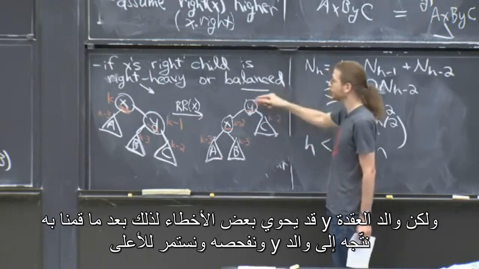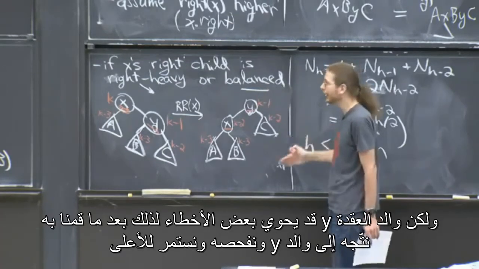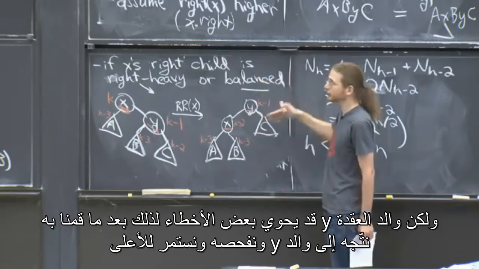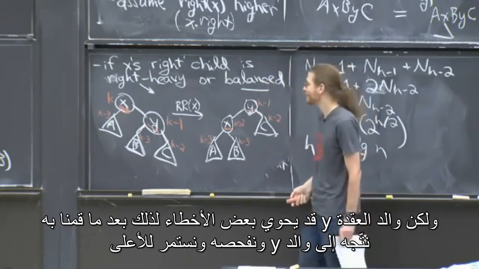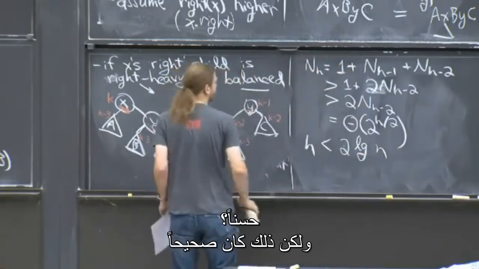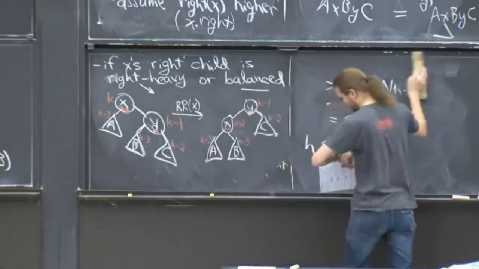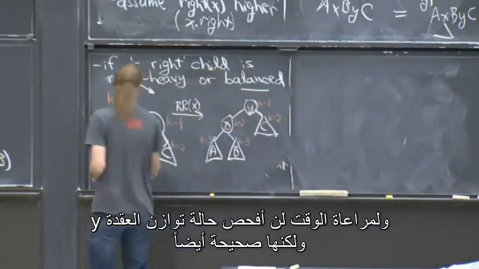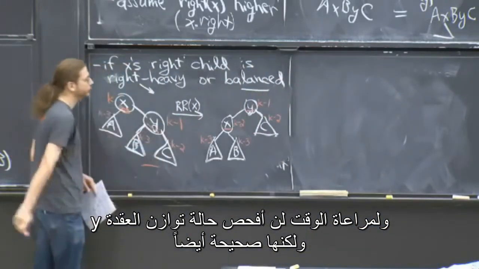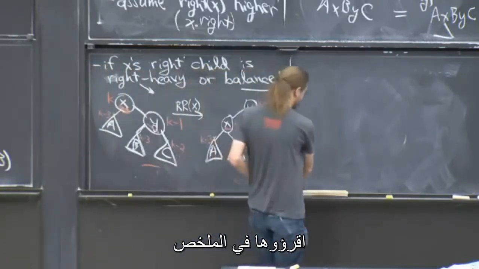Okay, now the parent of y may be messed up, and that's why after this, we go to the parent of y, see if it's messed up, but keep working our way up. Okay, but it worked. And in the interest of time, I will not check the case where y is balanced, but it works out too, and see the notes.